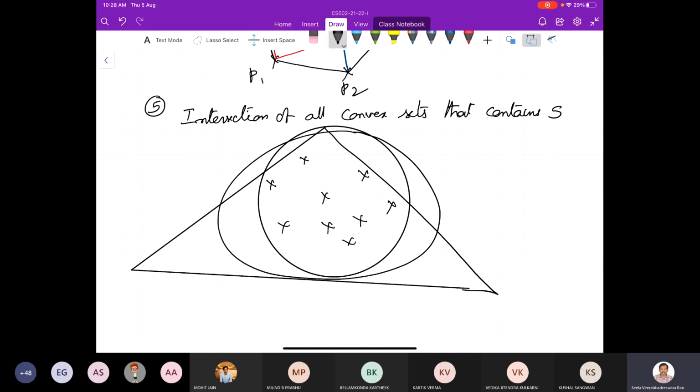Similarly, you can have something like this also, which also encloses all the points. So you take the intersection of all of them. What you will get is the convex hull. This convex hull is also one convex set which encloses all of them. If you take the intersection of all of them, this is what will be left. This is the other definition.